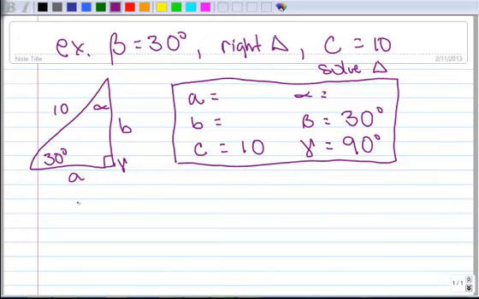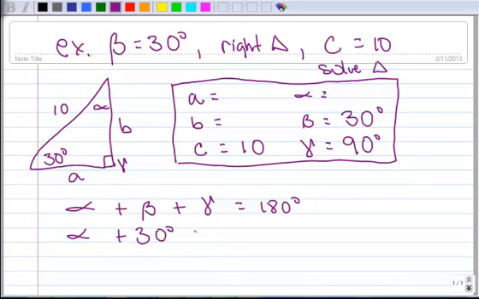So we know that all angles in a triangle equal 180. So that means that if I added up alpha and beta and gamma, it would all equal 180 degrees. So alpha plus 30 degrees plus 90 degrees equals 180 degrees. Now some of you might say, hey, this is a right triangle. This is always 90 degrees, so why can't I just say alpha plus beta equals 90?